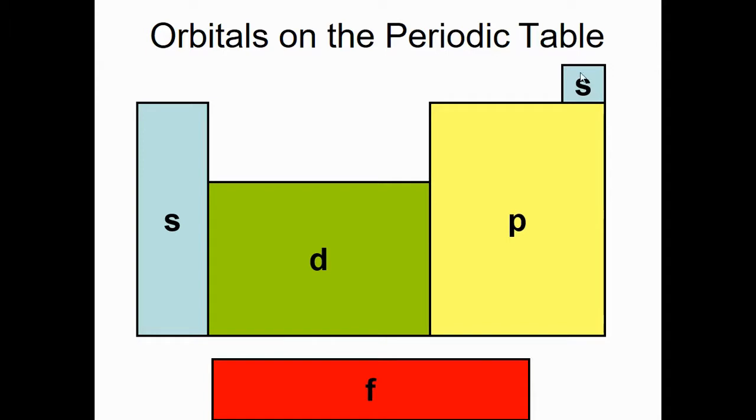Remember your helium, you can imagine being over here. On my periodic table, I've got my hydrogen here, and then I just added a square and put helium right there, right next to it. So it reminds me that it's got S orbitals, and we'll talk about why that only has S orbitals in a bit.